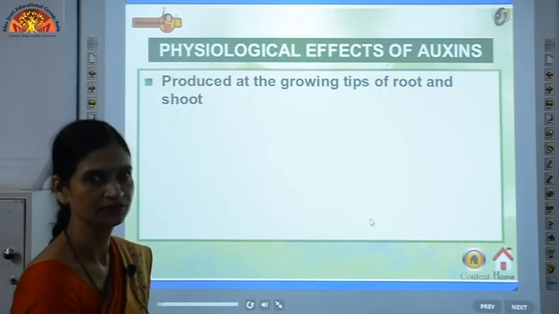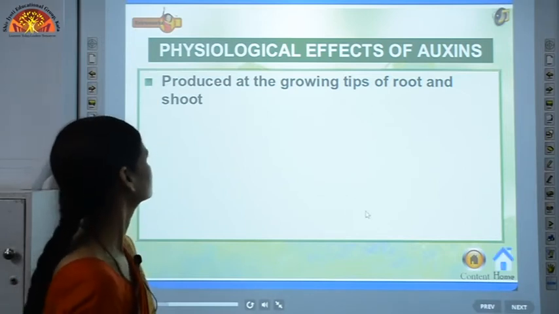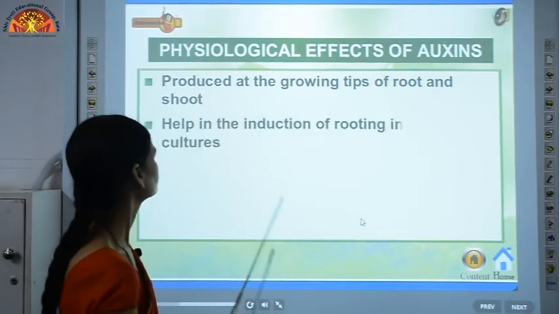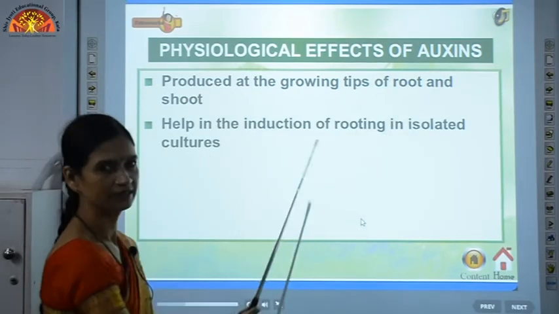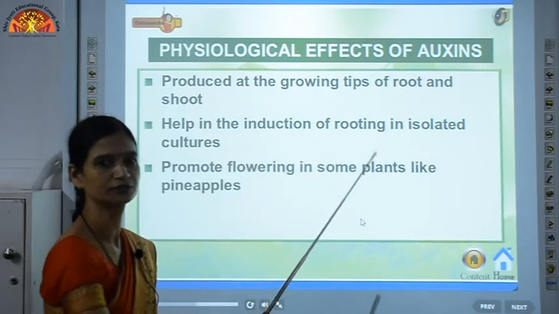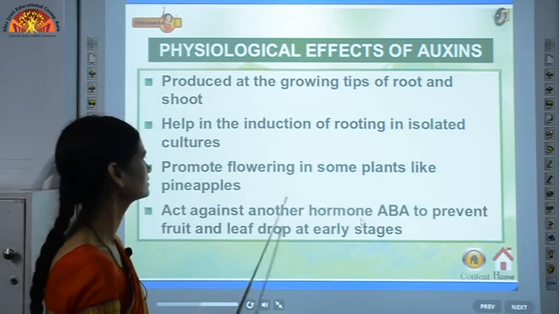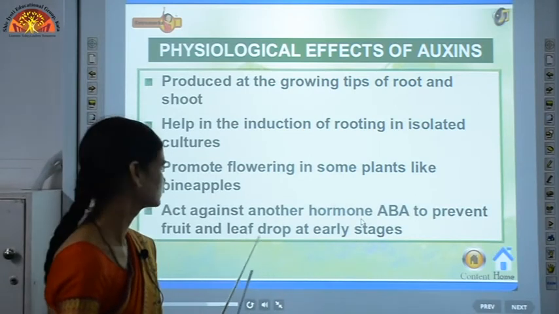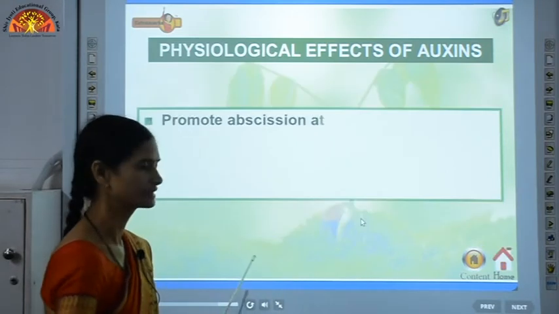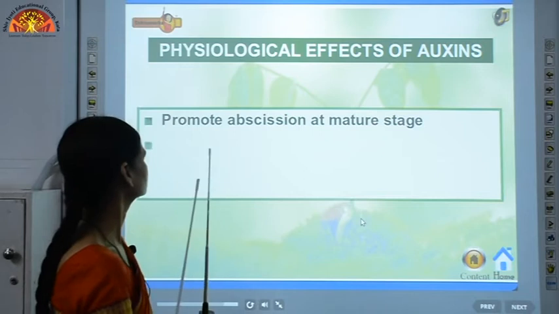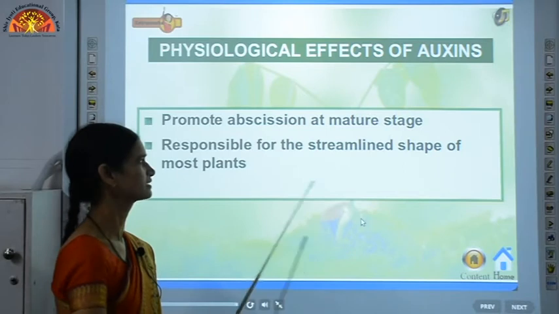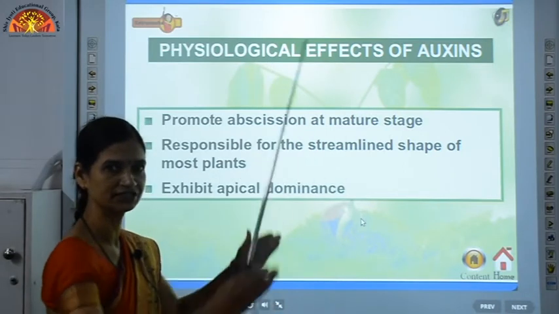Now we will understand the physiological effects of auxin. That means what are the effects which are being expressed in the plant. तो auxin is produced at the growing tips of root and shoot. तो सबसे पहले हमें पता होना चाहिए where they are produced. They help in the induction of rooting in isolated culture and they promote flowering in some plants. So these are the effects, and they act against the other hormone abscisic acid to prevent abscission. They also promote abscission at mature stage and they are responsible for the streamlined shape of the plant.